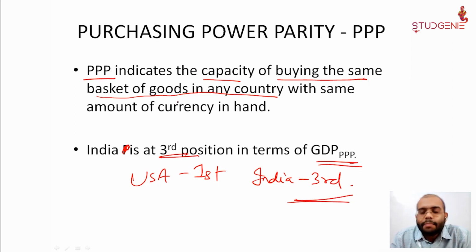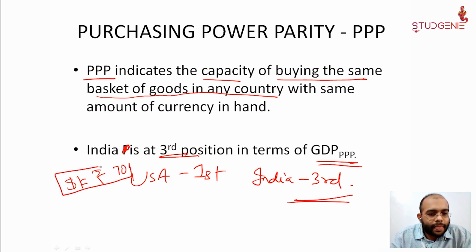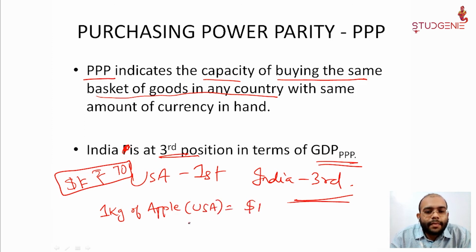How to determine triple P? What do you mean by triple P? Purchasing power parity. Let's consider $1 is equal to rupees 70. Now, if you buy 1 kg of apple in USA, it will cost you $1. And if you buy that same kg of apple in India, it will cost you rupees 70. Then both are equal. That is the purchasing power parity.